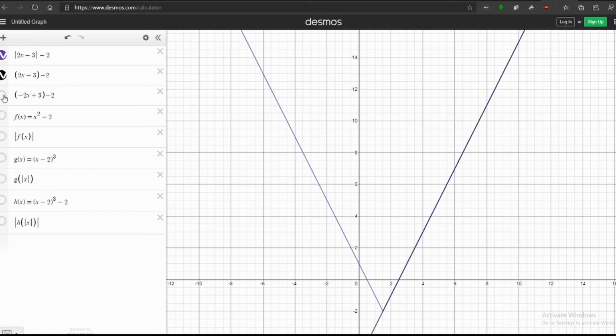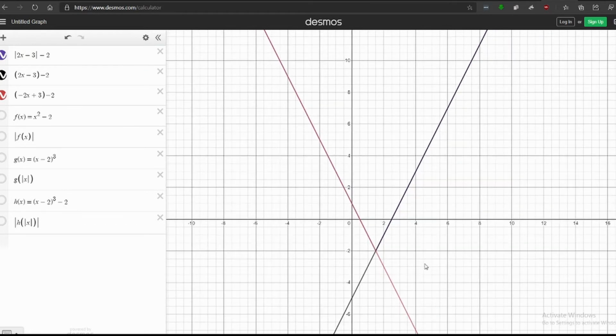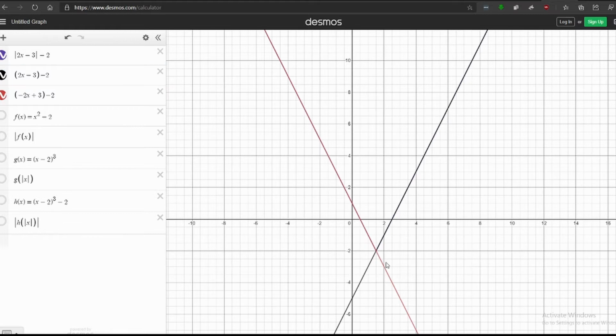If we compare it to the two functions that it is composed of, we can see how they intersect here, right? Notice how the red part, which is negative 2x plus 3 minus 2, creates the left hand side of it, and just the normal 2x minus 3 minus 2 creates the right hand side of it. So that's how these two graphs are combined into making this one.